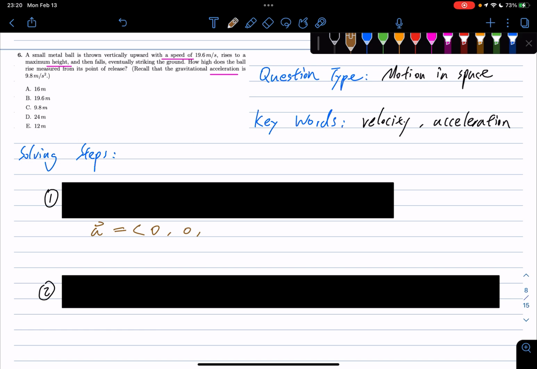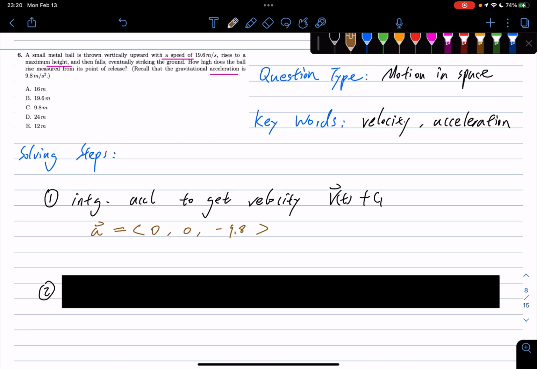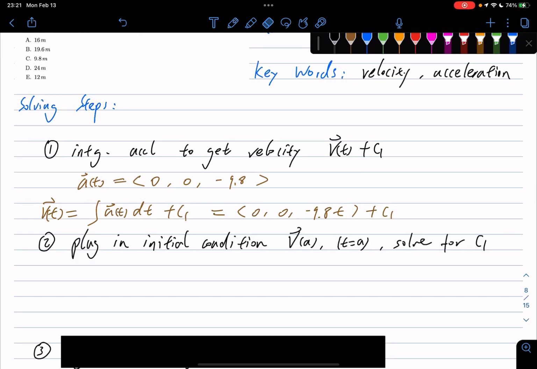And again, we remember it's pulling us downward, so it's negative 9.8, right? And then we're going to integrate this vector plus an arbitrary constant. So v of t equals the integral of a of t dt plus C1, which equals 0, 0, negative 9.8 t plus C1. And then we're going to plug in the initial condition and solve for the arbitrary constant, right?